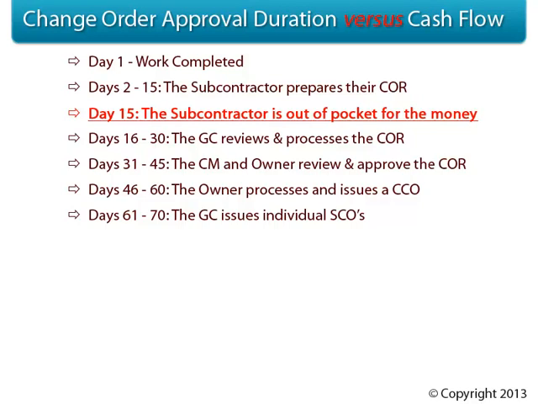Now, that CCO only added money to the prime contract between the owner and the general contractor. So next, the general contractor has to add the money formally to each individual subcontract. They do this by issuing subcontract change orders, or SCOs. When the general contractor receives a CCO, they tend to act comparatively quickly, so let's assume for this step that they get the subcontract change orders issued within about 10 days.